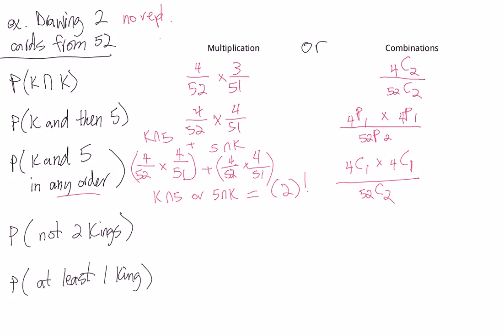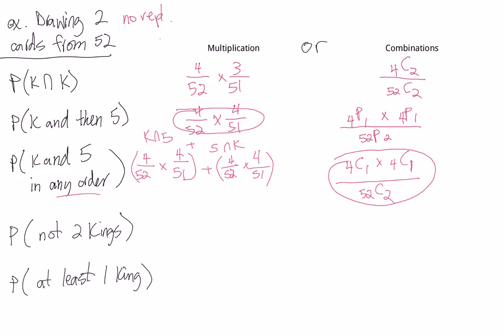So it sort of depends on the question. I would say for this one, the first method, like if the question was get a king and then a 5, it's probably easier to do the multiplication the way we did there. But when order doesn't matter, then we're probably better off to use the C's. So it just sort of depends on the way the question's worded and which one you understand better.